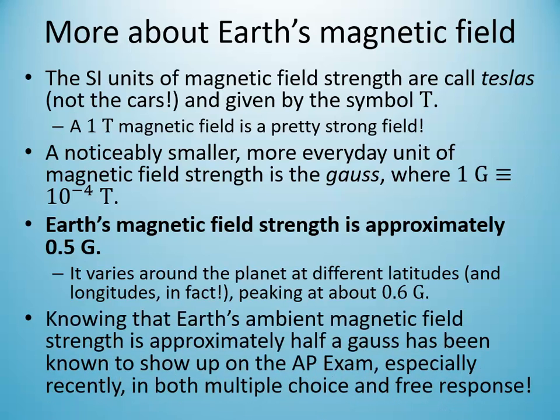Now, the fact that Earth has this ambient magnetic field, whose field strength is approximately half a Gauss, that is about 5 times 10 to the minus 5 Tesla, is something that comes up on the AP exam, especially lately.